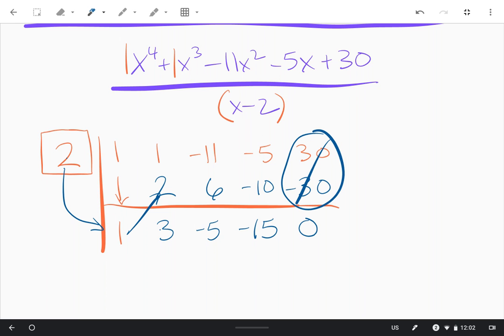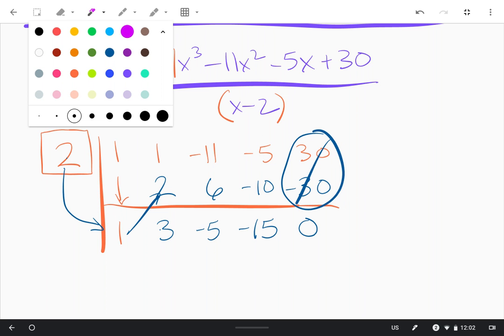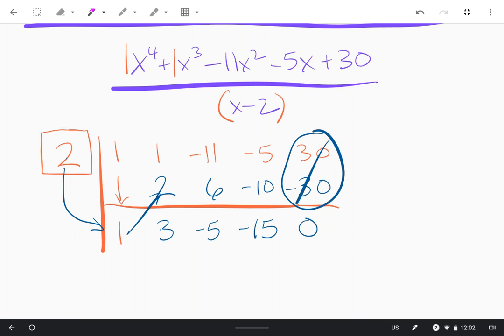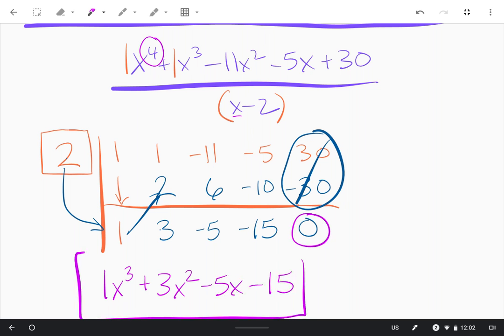And then the next important thing to understand is how you write the answer. Once you get this string of coefficients, these would be the coefficients of the new answer. So we'd have 1 and then x to the 3rd, because we started with 4th, we took an x away, and so 4 goes down to 3. And then each term after that goes down by 1. 3x squared minus 5x minus 15. We did not have a remainder, so that is our final answer. So that's how synthetic division works.